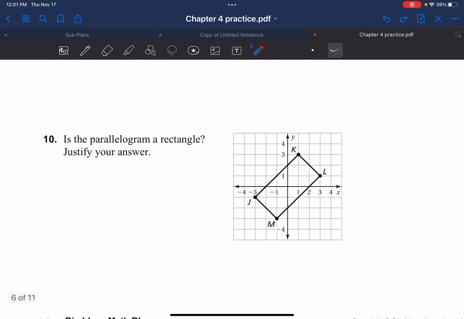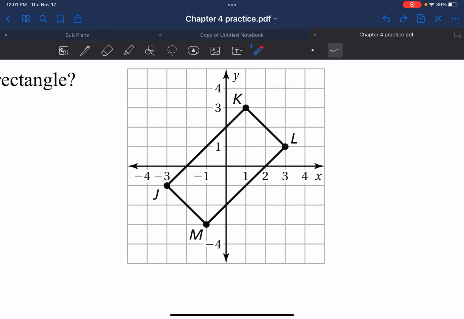Number 10. Is the parallelogram a rectangle? Justify your answer. For things to be considered a rectangle, they have to have 4 angles that all measure 90 degrees. So the best way to justify your answer would be to find out, is KJ parallel to JM, and is it perpendicular to KL.